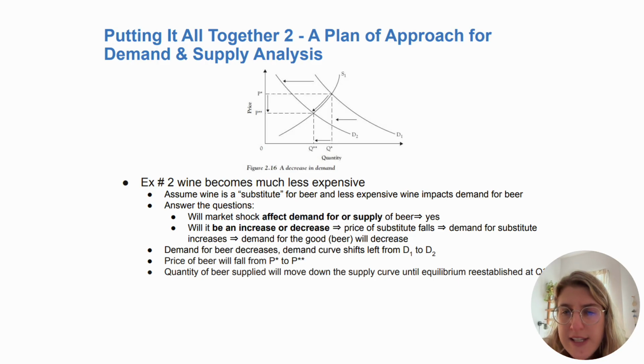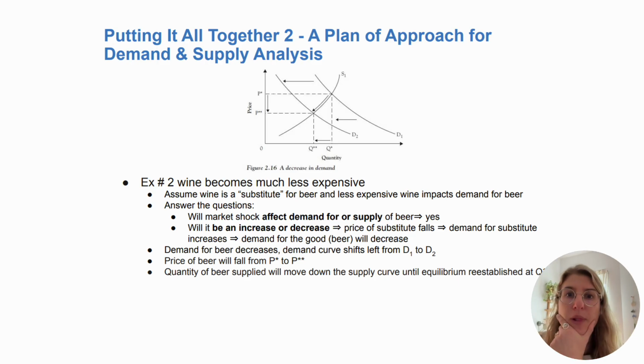So this is a totally new example. The study about beer making you lose weight never came out in this example. This is a shift in the entire demand curve, not just movement along it, right? Because something external, the price of a substitute, wine, has changed, right? Because this is the demand for beer. So when demand for beer falls, the equilibrium price for beer drops from P star to P star star, and the equilibrium quantity of beer sold also falls from Q star to Q star star.